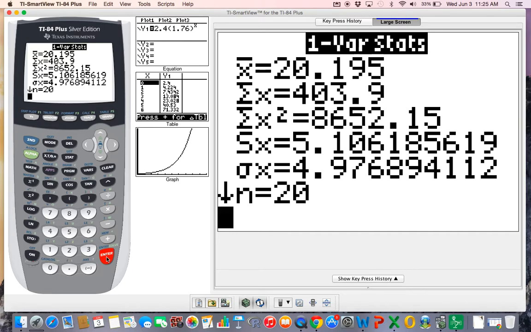So gang, the mean here is 20.195. We're going to round that to two places. So guys, this 19 will round to a 20 to give us 20.20. And I'm going to write that over here on my sheet of paper.